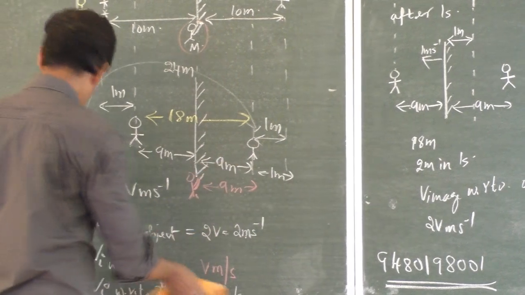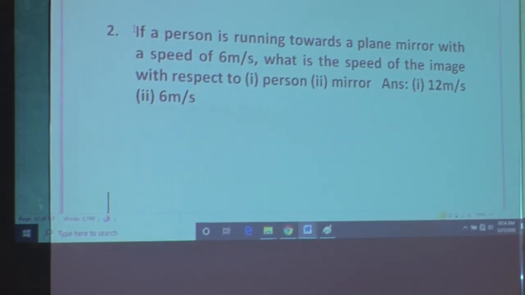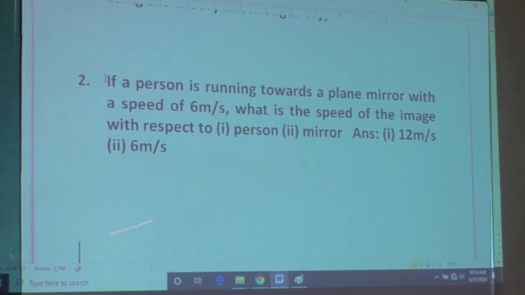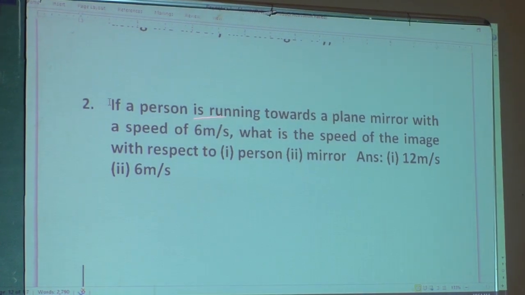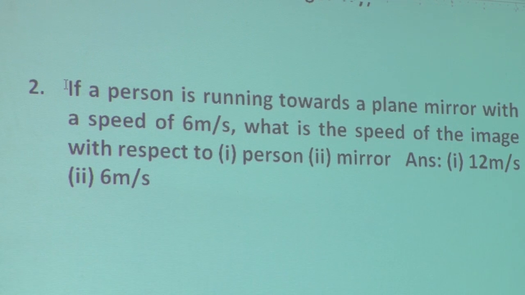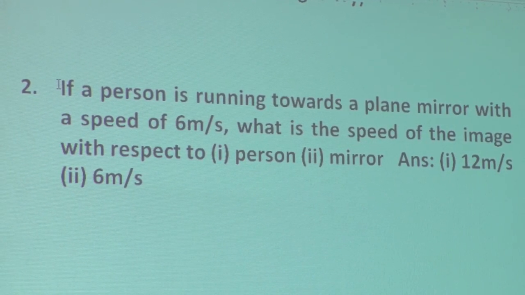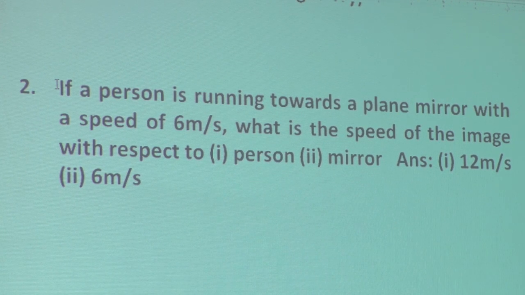So what is the question now? Coming back to the question, going to the projector, what is the answer to this? See, if a person is running towards a plane mirror with a speed of 6 meter per second, what is the speed of the image with respect to the person? Speed of the image is V minus of minus V, that is 2V, that is 12 meter per second.